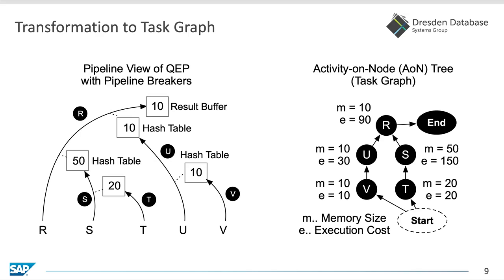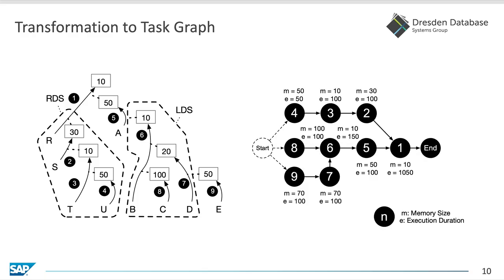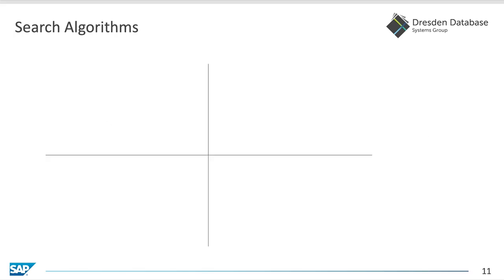Now let's go into a more complex example. We try to transform this particular tree into a task graph, and this tree has a right deep structure RSTU and a left deep structure BCD. The right deep structure RSTU corresponds to the nodes 4, 3, 2, and 1, which are a long chain of subsequent task nodes. The left deep structure translates to a structure of nodes with a high fan-in. For instance, in this particular example, 6 has a fan-in of 2 and depends on 8 and 7.